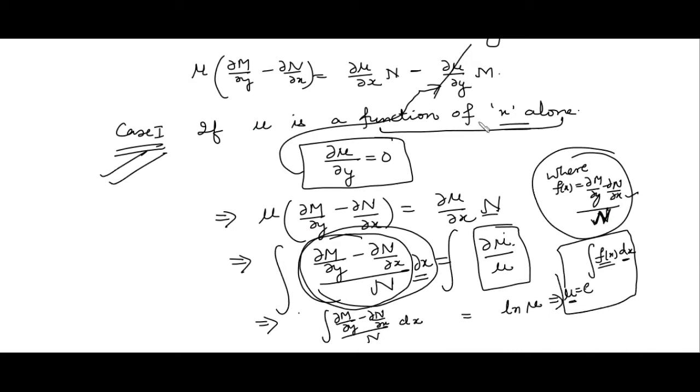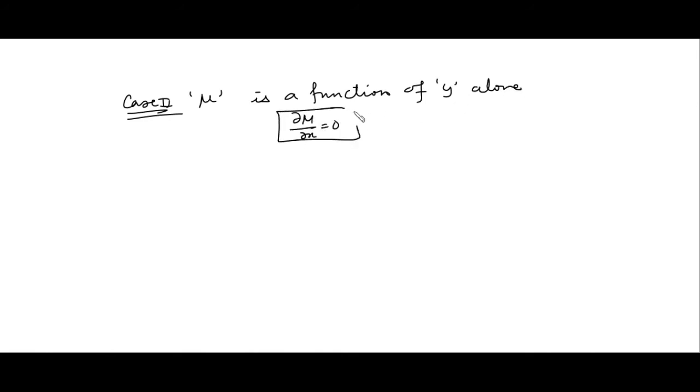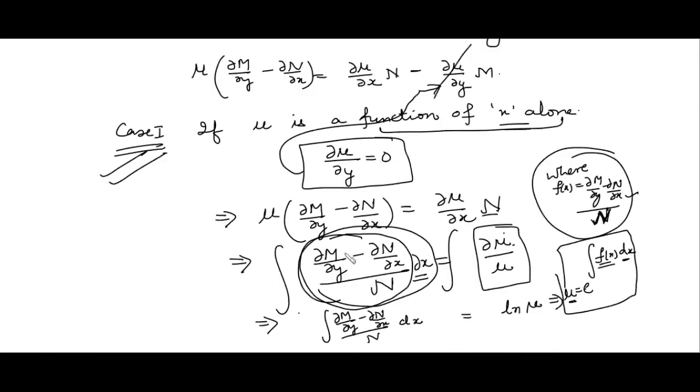Similarly, if mu is a function of y alone, then ∂mu/∂x will be 0, so this term will be 0. So what will be the value of mu? Case 2: when mu is a function of y alone, then ∂mu/∂x will be 0. Which implies that mu times (∂M/∂y − ∂N/∂x) is equal to minus ∂mu/∂y into M. This term will be 0, and we get ∂mu/∂y into M.